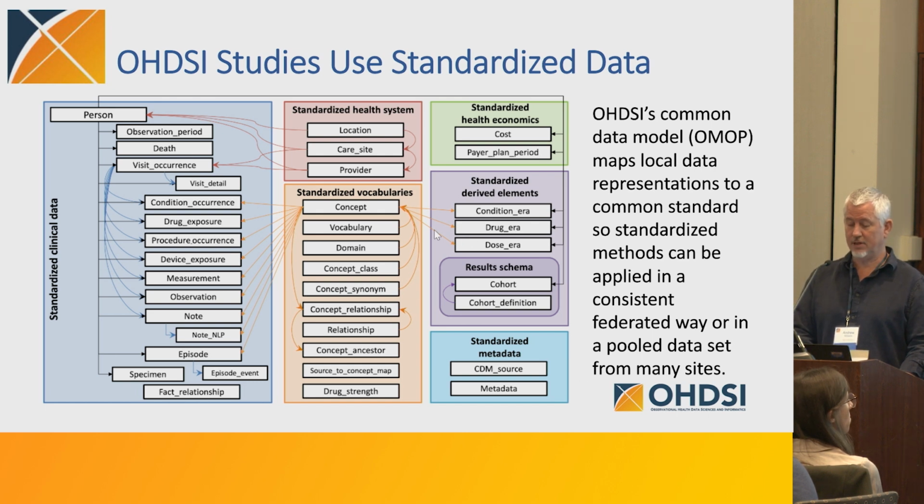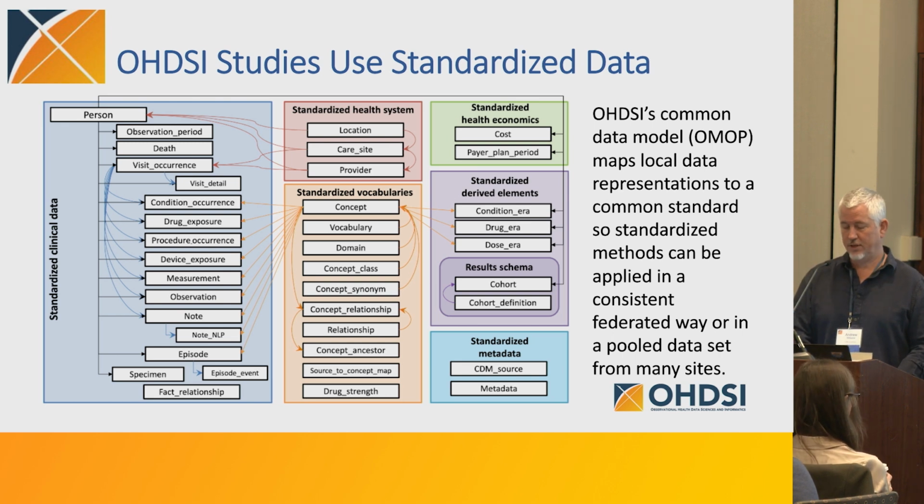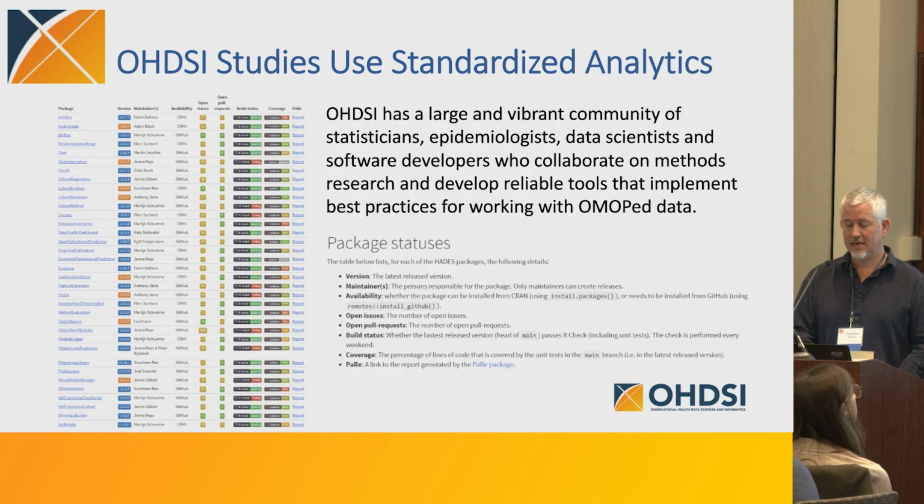So the standardized vocabularies, many hundreds of vocabularies, and their synonyms and descendants and ancestors are all represented and can be computed on there and are used to define the concept sets that go in using logic to define cohort definitions and conduct studies with those. So that's how data gets standardized in OMOP. And then standardized analytics are applied to those data.